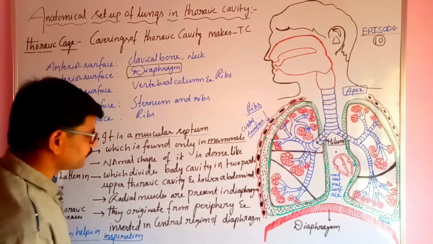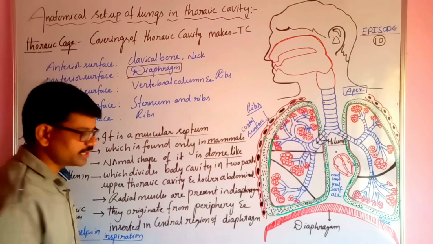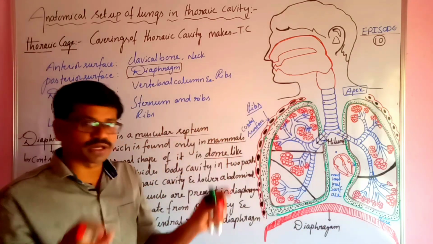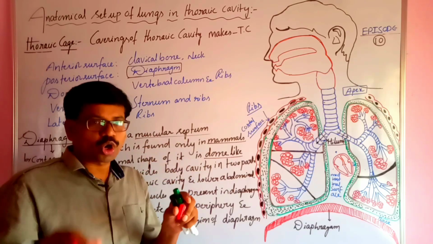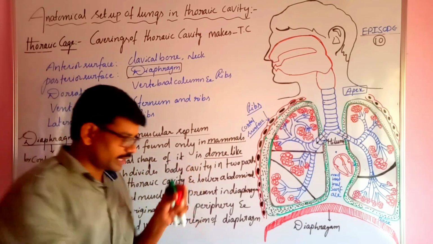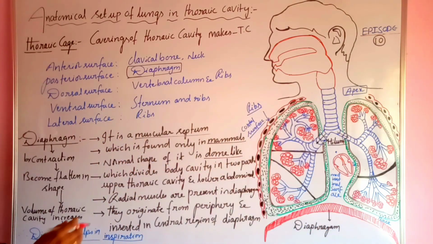What is the shape of the diaphragm? If you see very clearly, it is dome like. That means the diaphragm is a dome shaped organ. Some curve will be there. One side is concave, and this side is a convex surface. That's why it shows the dome like shape.